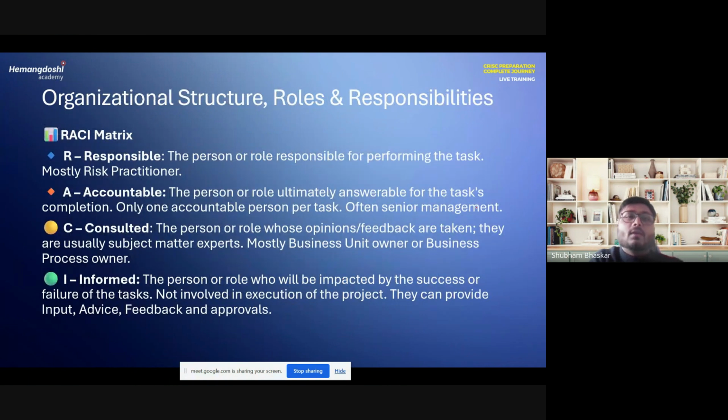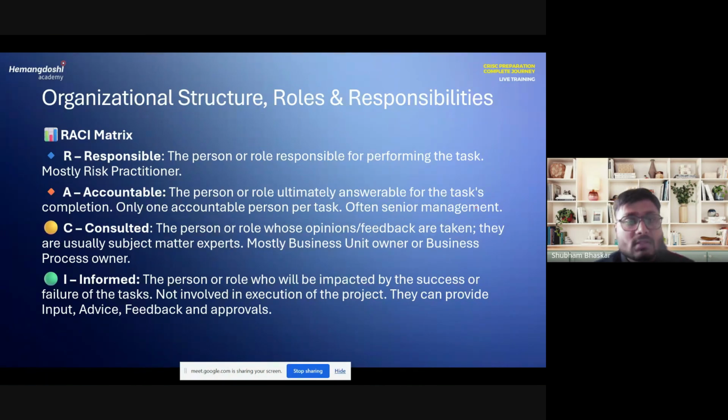Okay, now RASI matrix. I'm sure all the managers there, this would ring a bell, right? RASI matrix is nothing but around the whole structure, roles, and responsibility, right? For people who don't know this, RASI matrix is a project management definition or a word, right? It means R stands for responsible, A for accountable, C for consulted, I for informed, right?